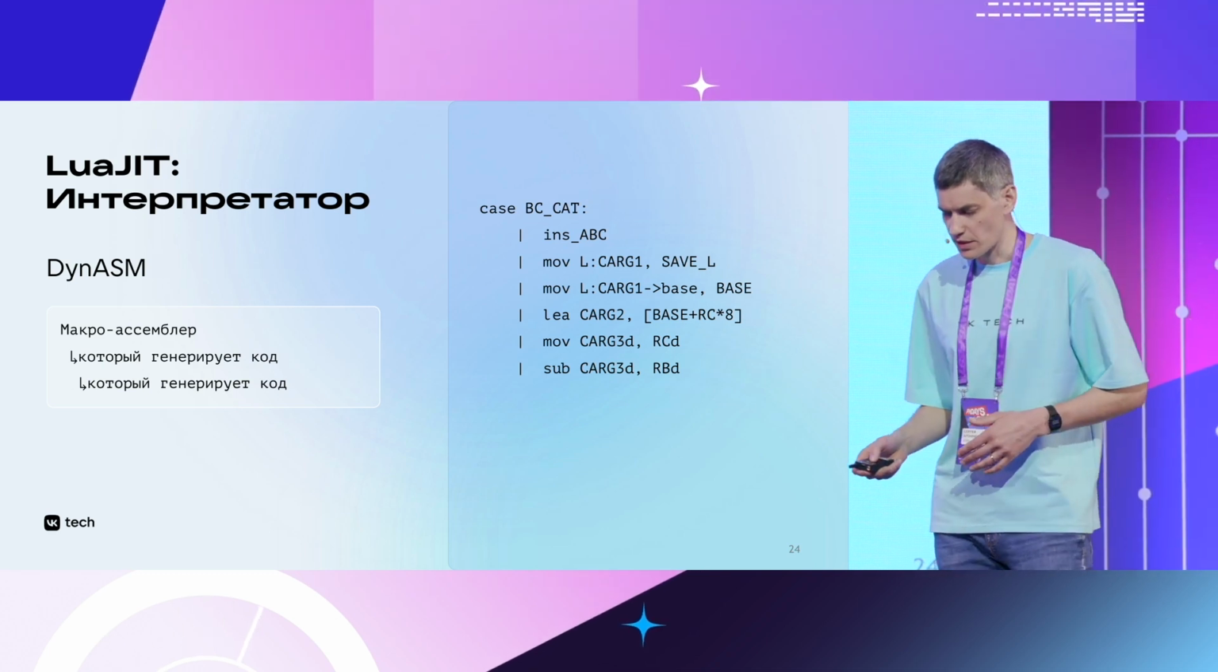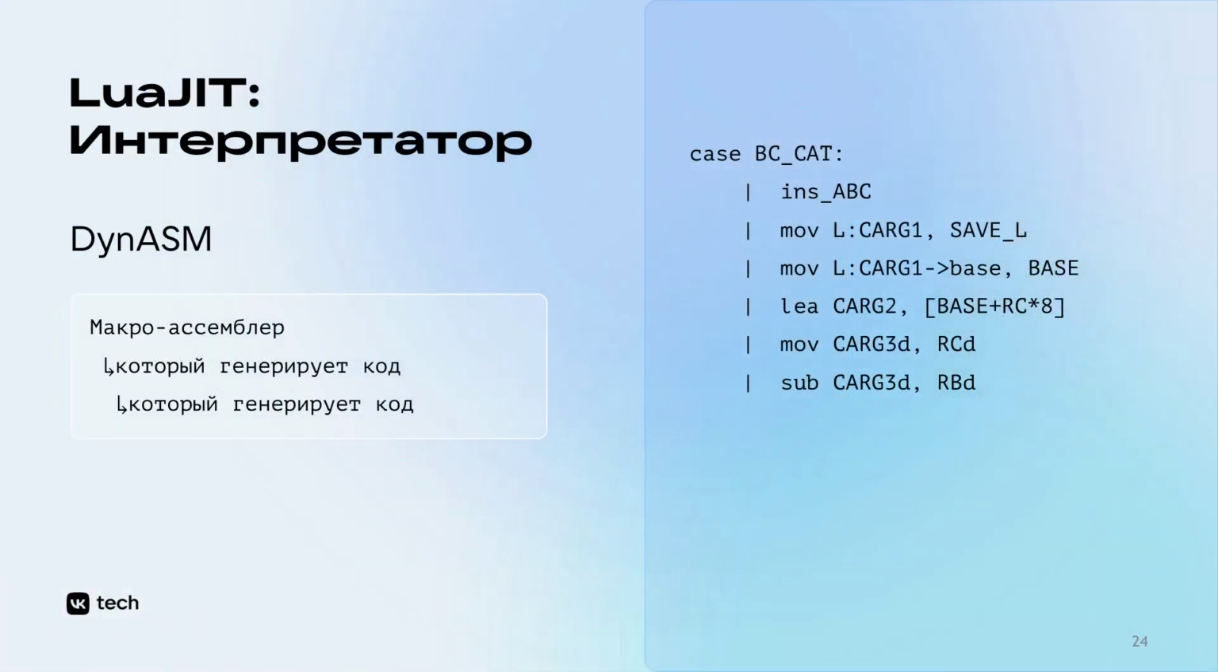How is this implemented in LuaJIT? We have this description for each of the bytecodes. It's BC code that concatenates two lines. For each of the bytecodes, there is a description like this.